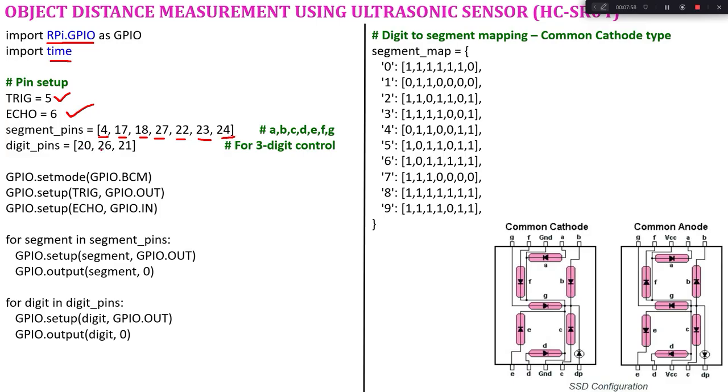And to select the modules, we use 3 lines. So the 4 digits are there. Out of that, we are going to use only 3 digits. So the first digit is connected to your 20, the second digit is 26, the third digit will be 21.